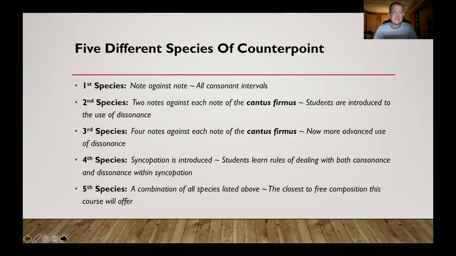Now, fifth species is a combination of all the species listed above. And I'd say it's the closest to free composition this course will offer. Because here, while we're still bound by the strict set of rules, and we have our cantus firmus, which is our fixed melody, you're given at least the freedom as composers to move about the species as you wish. Start with second, move to third, first, whatever you want, or whatever is dictated, let's say, by an instructor.